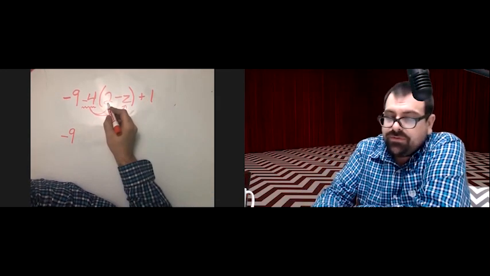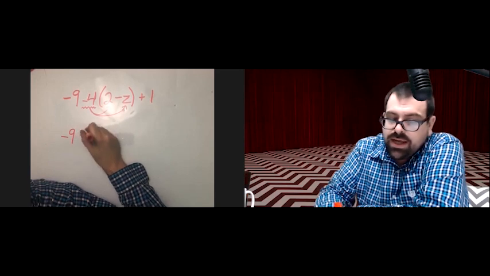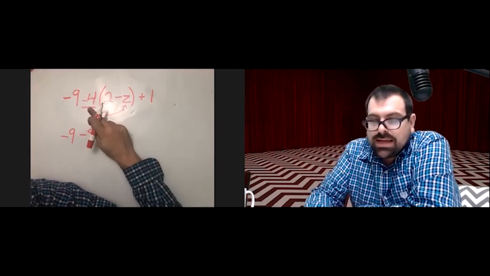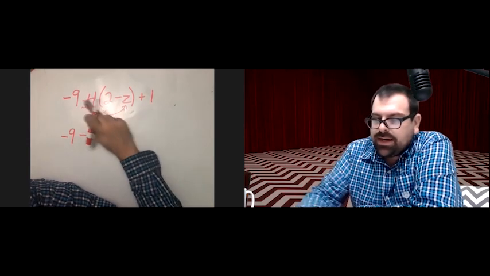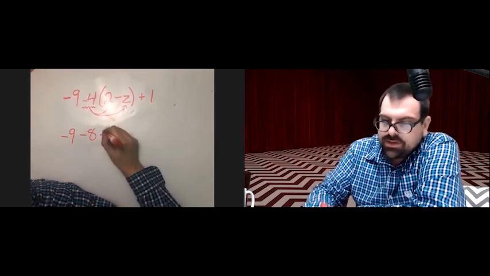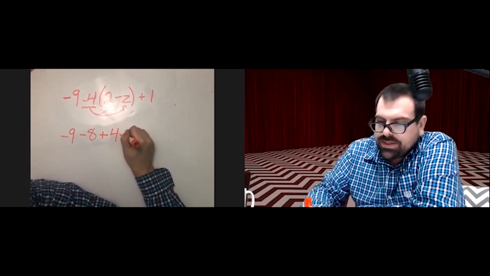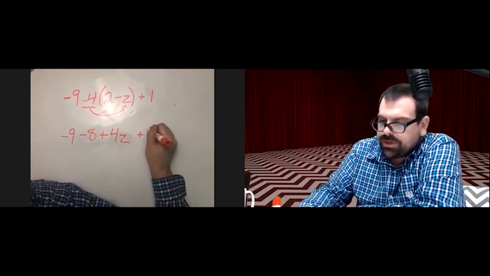Let's do that. Negative 4 times positive 2 is negative 8. Negative 4 times minus z, minus times minus is plus 4z. Bring down the plus 1.